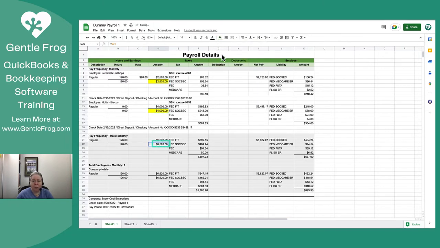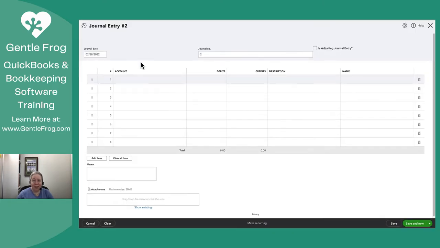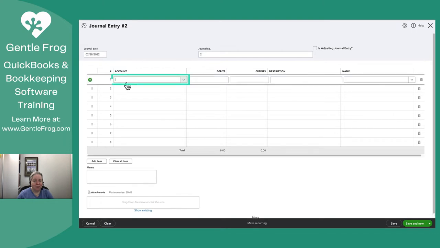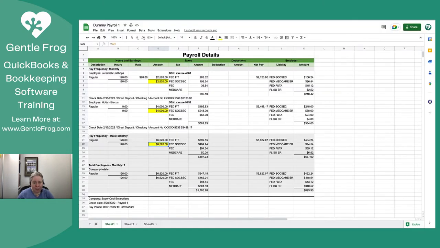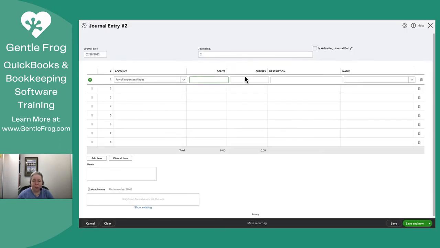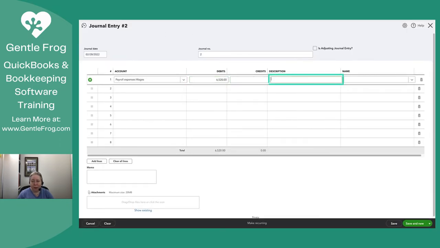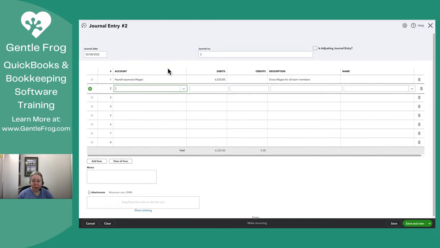So the total amount of money that people got paid for their gross wages is $6,520. All right, so let's make that line number one. So wages, and then the debit is going to be $6,520. And I'll just make myself a note here so that I remember what it is for all team members. So now I have an expense of $6,500 for my wages.